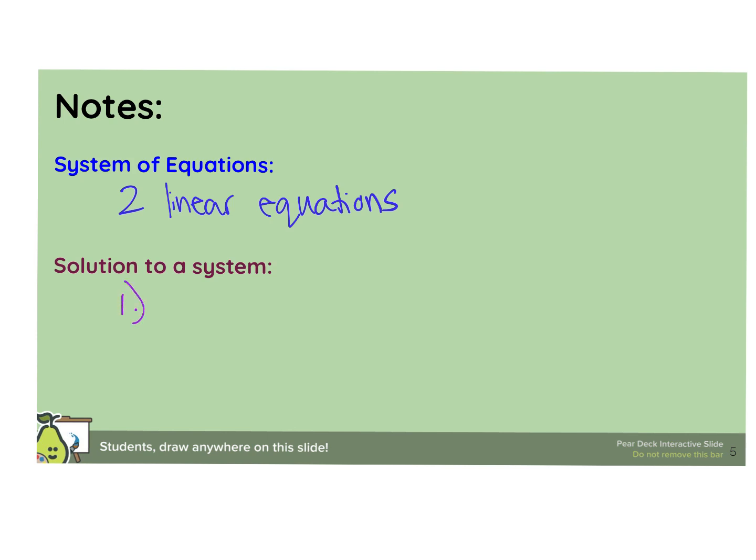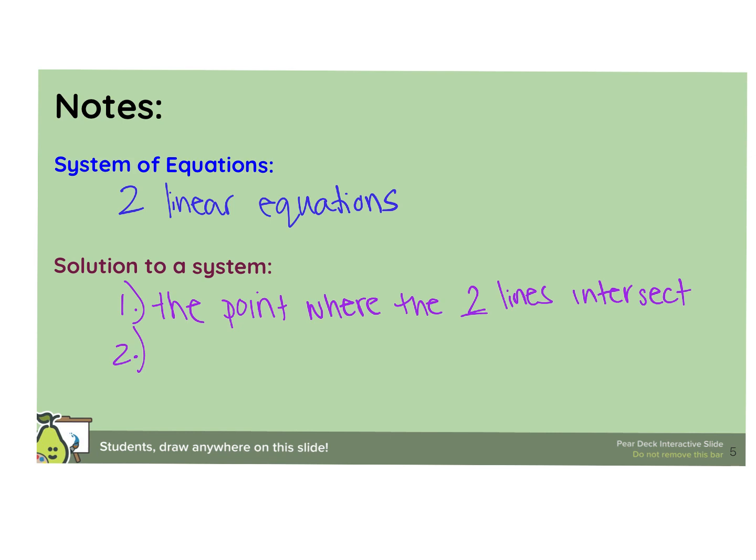So the solution to a system is the point where the two lines intersect. That's what we're looking for in this lesson. It's the point where the two lines intersect. And also, because we're going to be checking our work, it's going to be the point that makes both equations true.